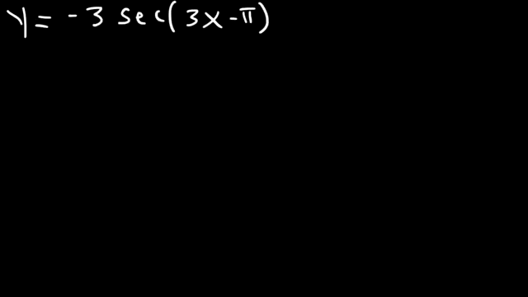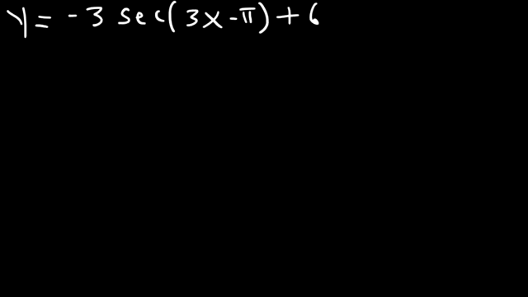Now let's work on one more example, but this one is going to be with secant. Try this one, negative 3 secant of 3x minus pi, plus 6. So here we have an example with a phase shift. So take a minute and work on this example.